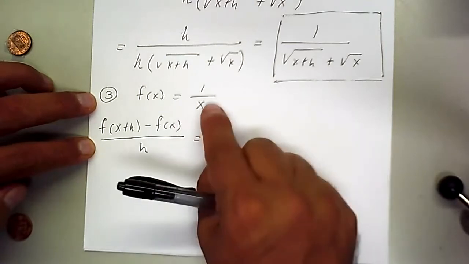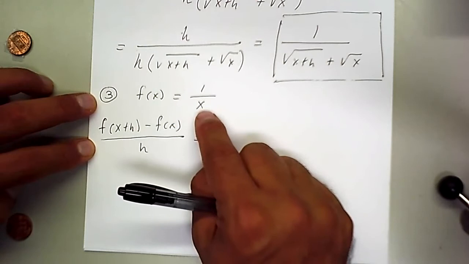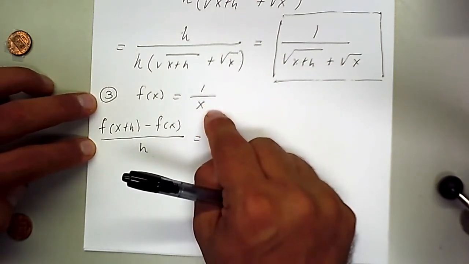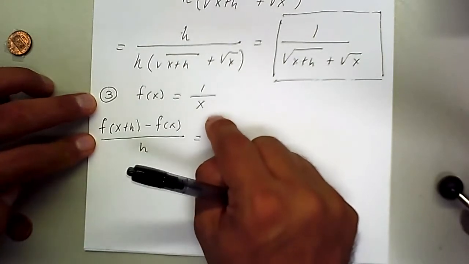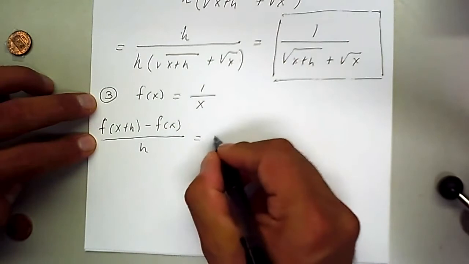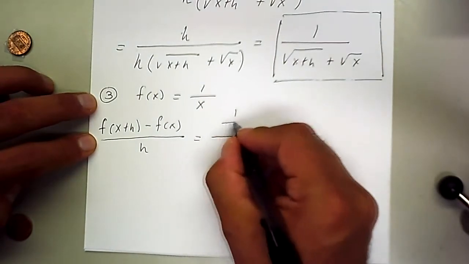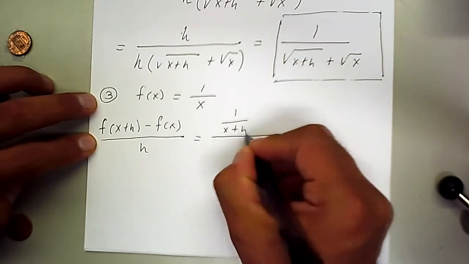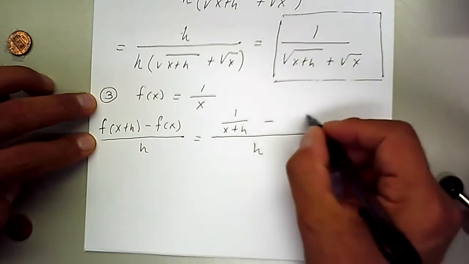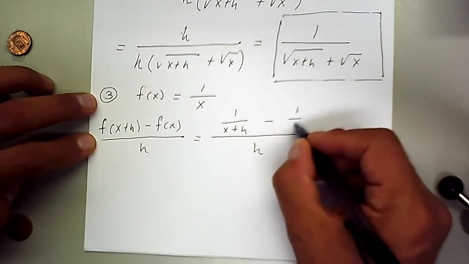All right. So this function says whatever the input is, do 1 over that input. Again, whatever the input is, 1 over the input. So we have a big fraction, 1 over the input. The input is x plus h. And then we're going to take away the function itself, which is 1 over x.